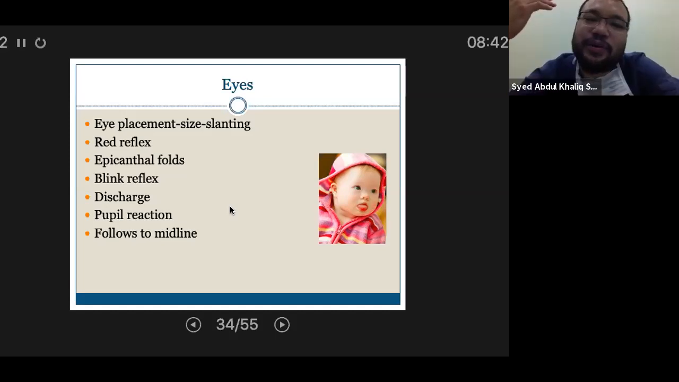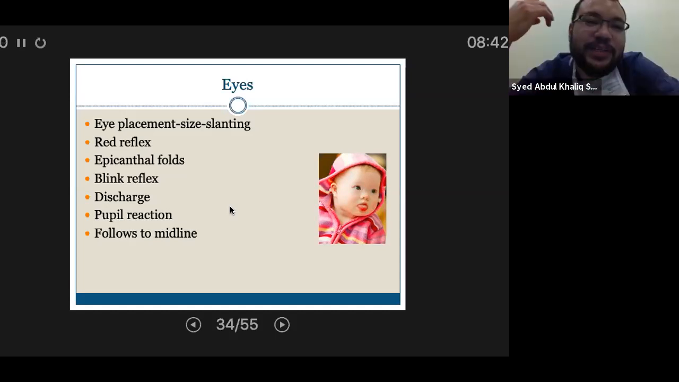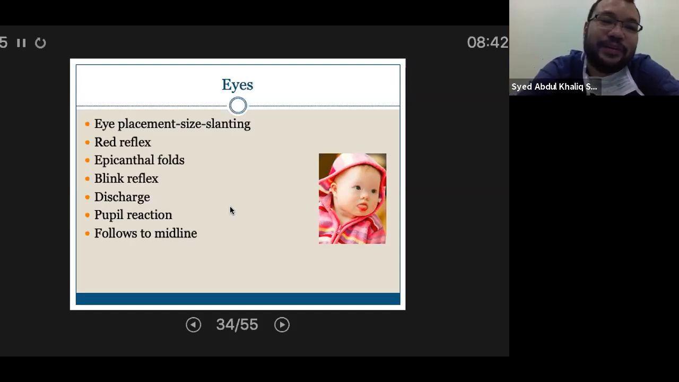So then you need to look for what the causes of leukocoria or cataract in children are. Retinoblastoma, congenital infection. What congenital infection can cause cataract? Congenital rubella syndrome. Yes, congenital rubella. We still see congenital rubella even now. Look at the epicanthal folds. You look at whether the child is able to blink. When you stroke, the baby should blink and so on. If there are any discharges, pupillary reaction, the baby should follow to midline.